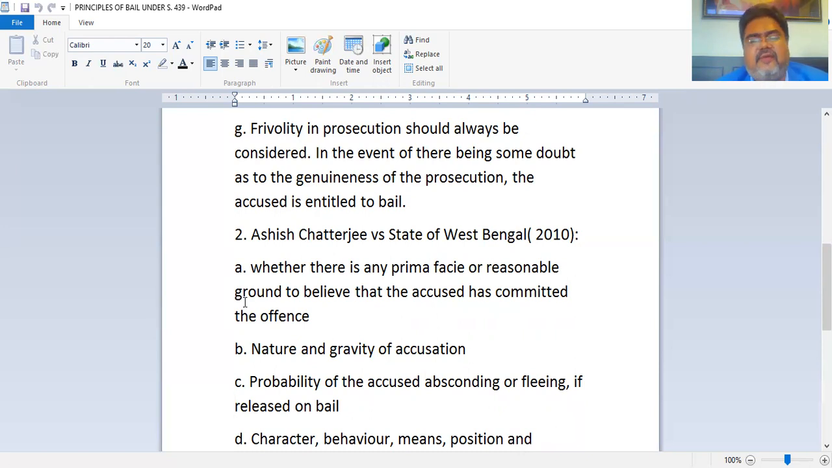So a reasonable man test will be done here on the basis of the evidence on record. The nature and gravity of accusation, that we have already seen. What is the nature of accusation? What is the gravity of accusation? What kind of charge is there? It's a charge of some heinous offense, some offense involving moral turpitude.